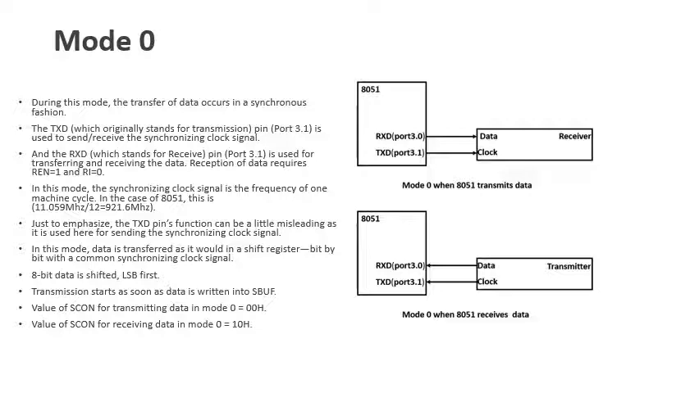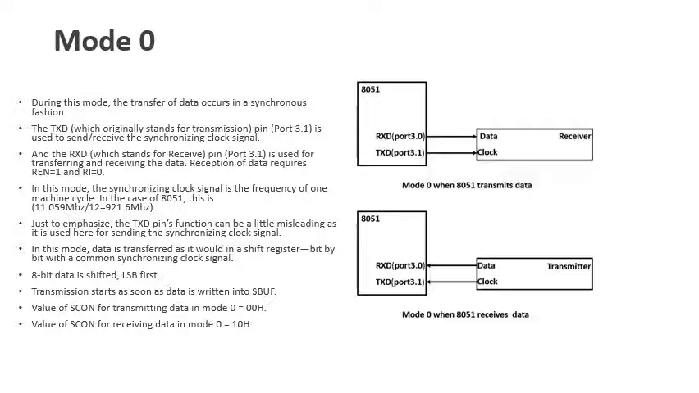In this mode, the synchronizing clock signal is the frequency of one machine cycle. In the case of 8051, this is 11.059 MHz divided by 12, that is equal to 921.6 kHz. Just to emphasize, the transmit pin function can be a little misleading as it is used here for sending the synchronizing clock signal. In this mode, data is transferred as it would in a shift register, bit by bit, with a common synchronizing clock signal.